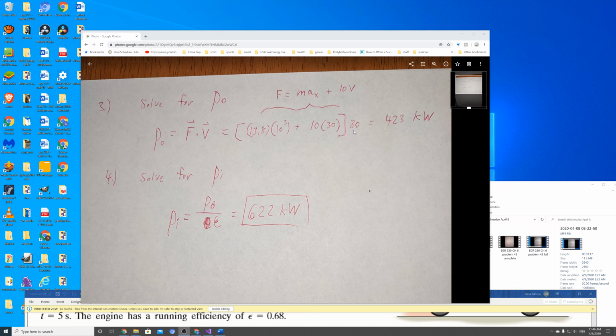So now we do the dot product. Here's our velocity, 30 meters per second, and then we come up with 423 kilowatts. The last step is solving for our input power, which is our output power divided by epsilon, P_O over epsilon, equals 622 kilowatts. P output was this, epsilon was the value we were given for the problem, 0.68, and then we solve for that. And that's it.